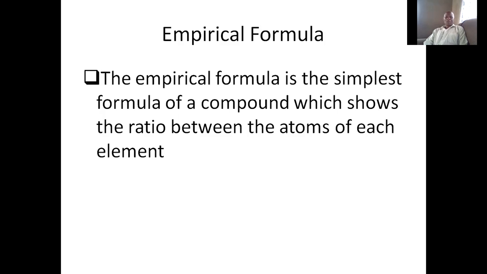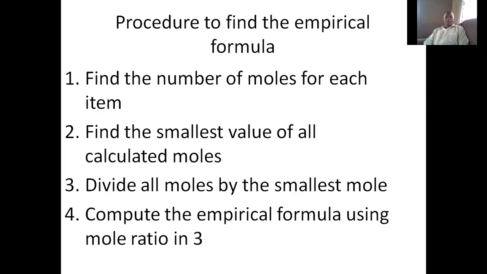Again, the definition is that the empirical formula is the simplest formula for a compound, which shows the ratio between the atoms of each element. We will now look at the procedure to find the empirical formula. It's a very simplified version of how we can come up with the empirical formula. It is not exhaustive in any way, but I thought that if we looked at these 4 steps, they can enable us to remember the procedure on how to calculate the empirical formula.